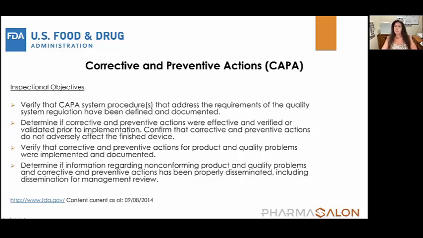I have a question for you. It says content current as of 2014. Mm-hmm. I mean, does FDA often just leave their stuff up there for years and never update it, or never even update the date? Yeah. Usually if we have things within 10 years.